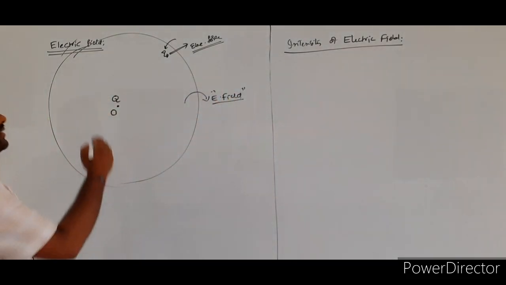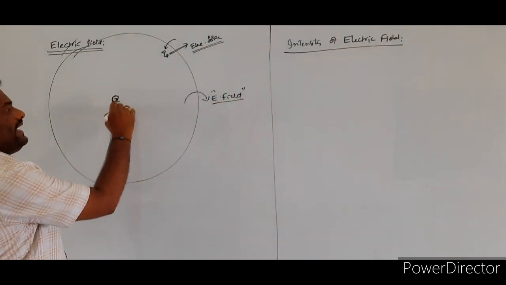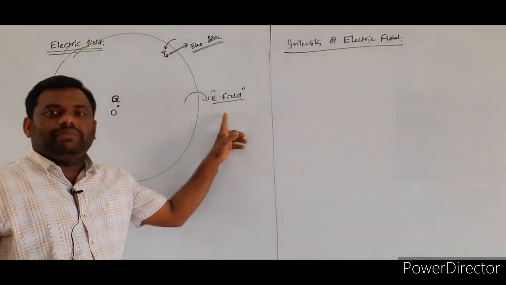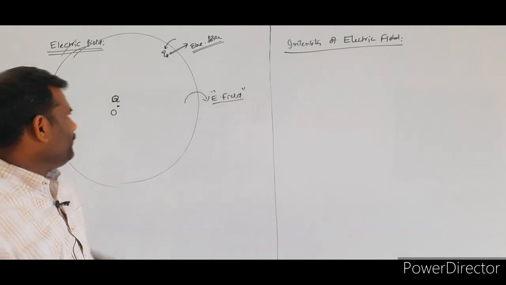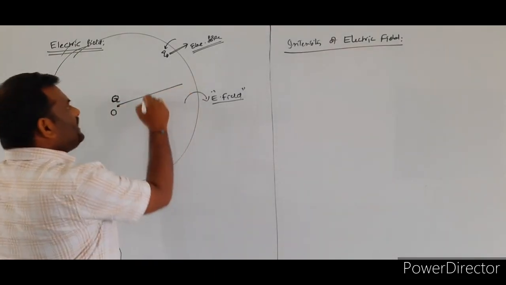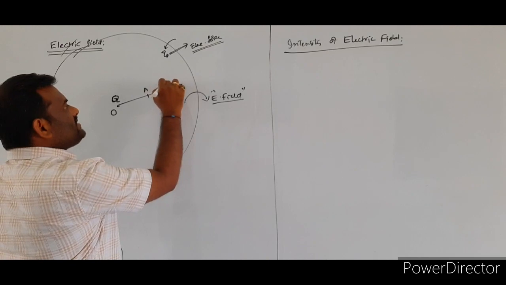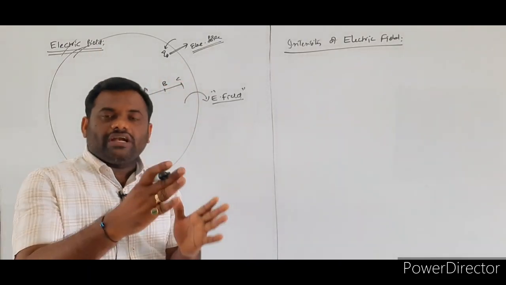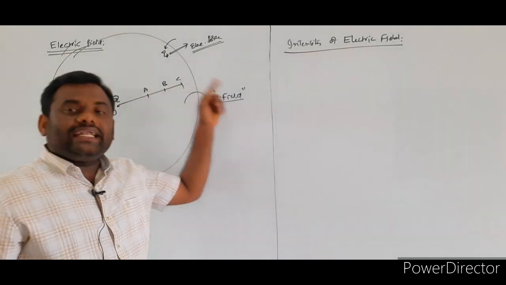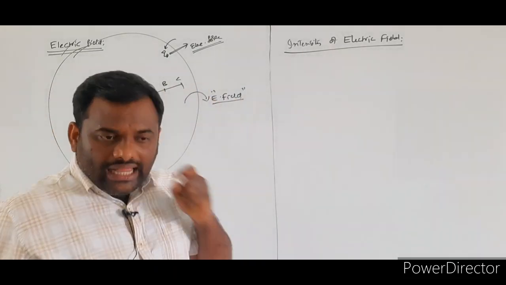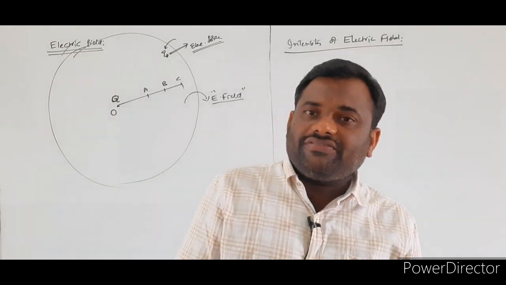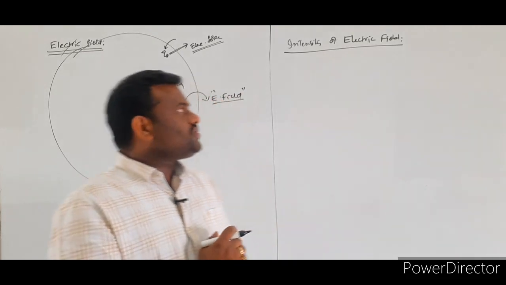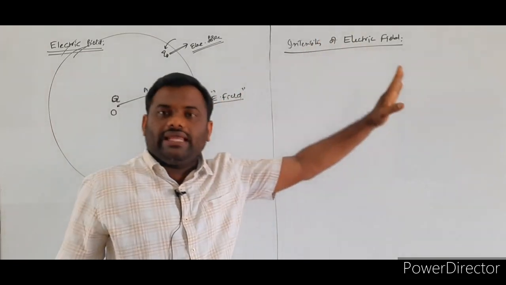See here, whenever a given charge is placed at any point in space, an electric field will be produced around it. Within the electric field, if you consider some different points, say A, B, C, at each and every point the strength, or intensity, of the electric field will be different. So, how can we define the intensity of the electric field?